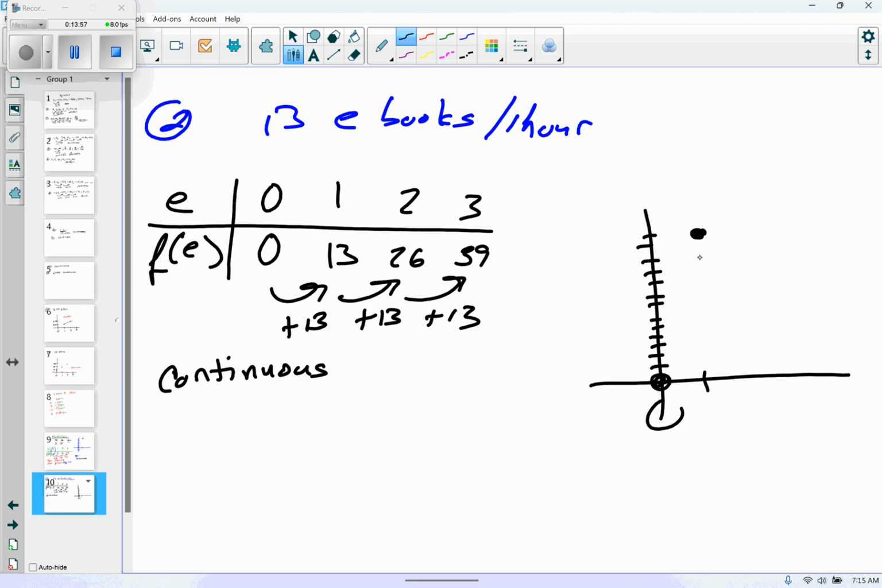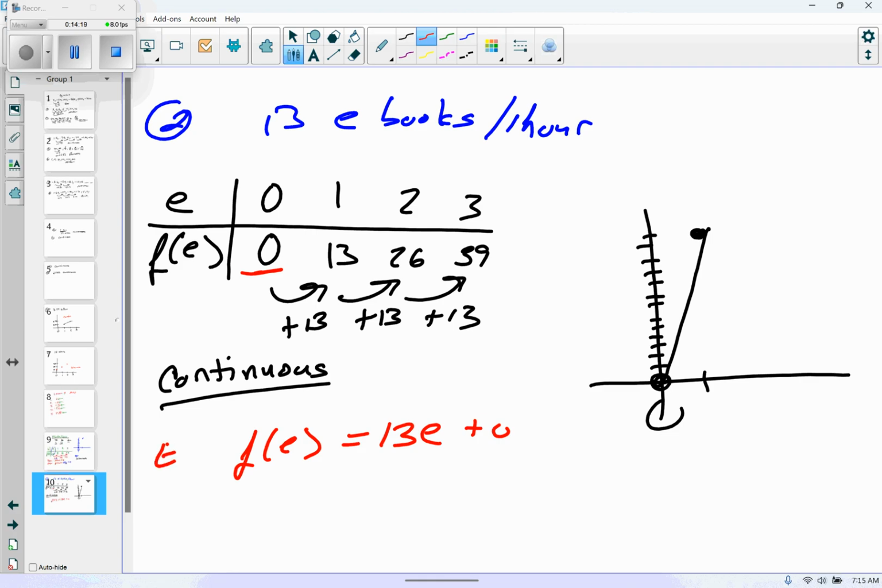So it's up there. This one I would do a straight line because it's continuous. Our equation, because it's arithmetic, we're going to say F(E) = 13E, and then plus 0, because we have our 0 term. So that's my explicit. My recursive is going to be something like next plus 13.